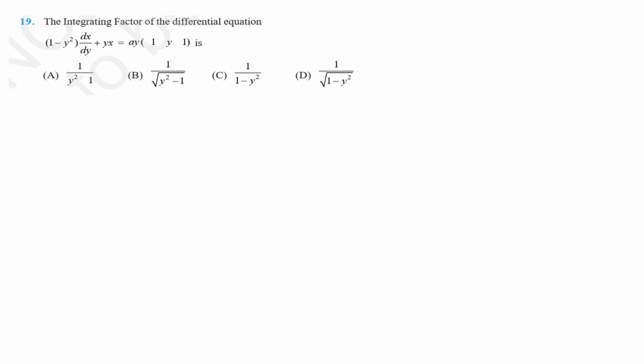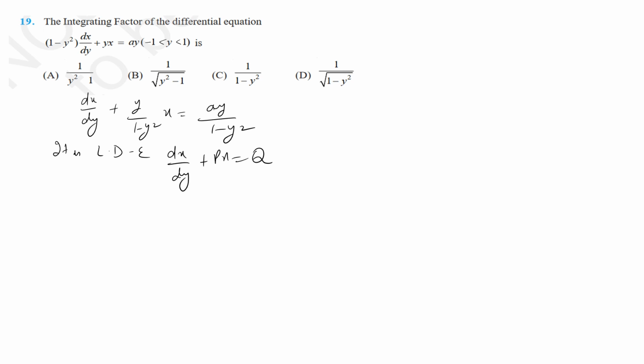Question 19 is find the integrating factor of the following differential equation. So the differential equation here is 1 minus y square dx upon dy plus yx is equal to ay, right? And this is the condition that y is lying between minus 1 and 1. Okay, so to find the integrating factor, you firstly need to express it in the form of dx upon dy plus y upon 1 minus y square x is equal to ay upon 1 minus y square. So it is a linear differential equation of which form? Dx upon dy plus px is equal to q.